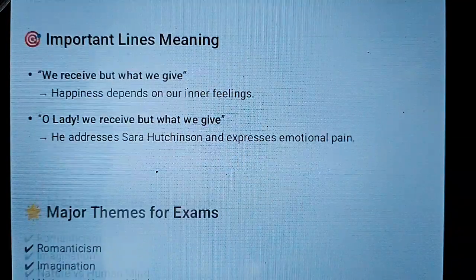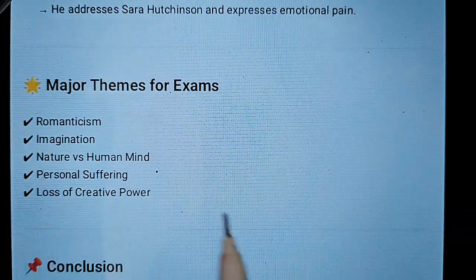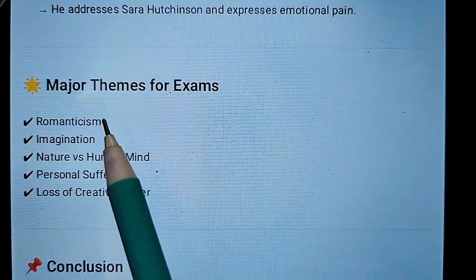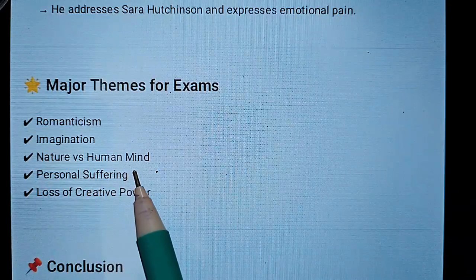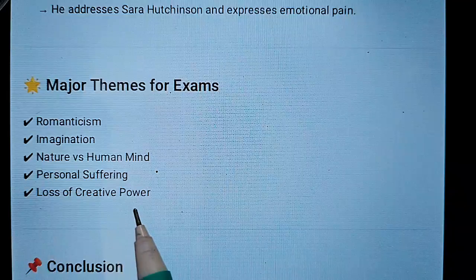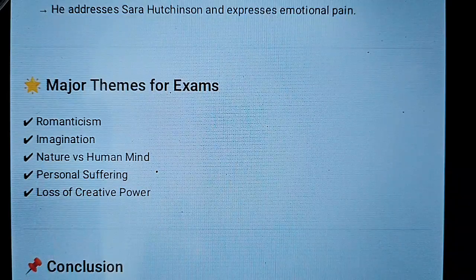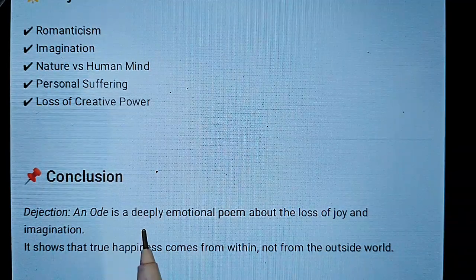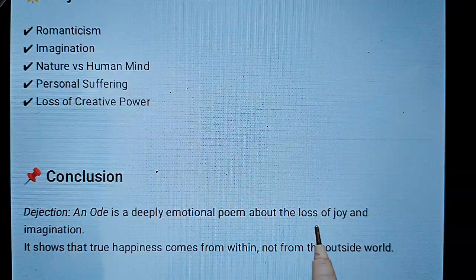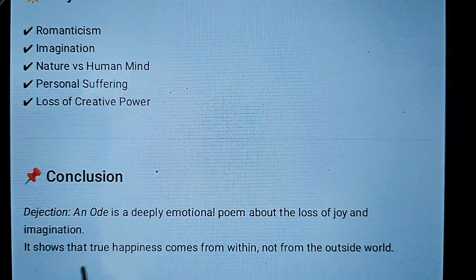For exams, the major themes are romanticism, imagination, nature versus the human mind, personal suffering, and loss of creative power. In conclusion, Dejection: An Ode is a deeply emotional poem about the loss of joy and imagination, and it shows that true happiness comes from within, not from the outside world.